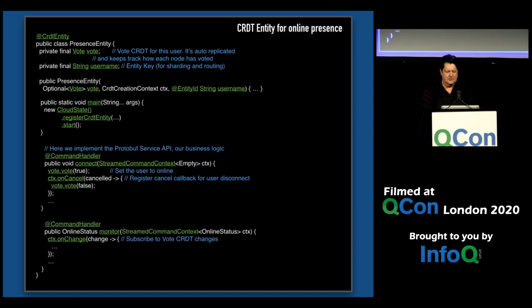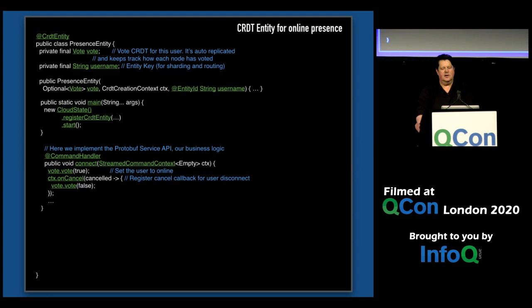And here's our command handler. So the command handler for connect, so there's a gRPC interface, so this is in JavaScript. If you look at the samples on Cloudstate, this would be in JavaScript. There's a gRPC connect. It's a streamed gRPC method. And what that does is it's just you connecting from a web page.